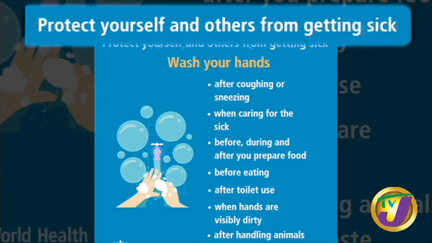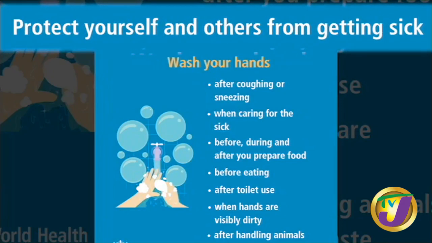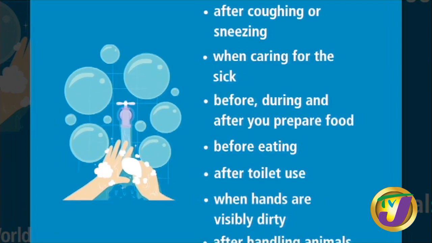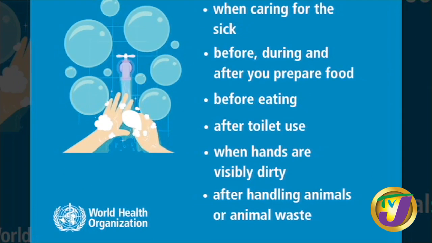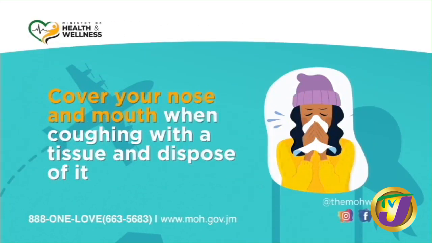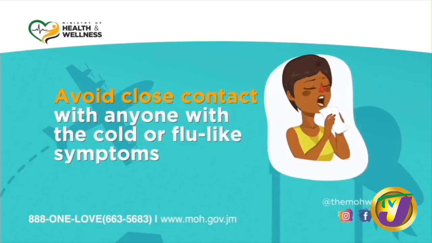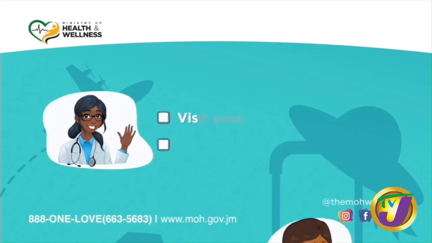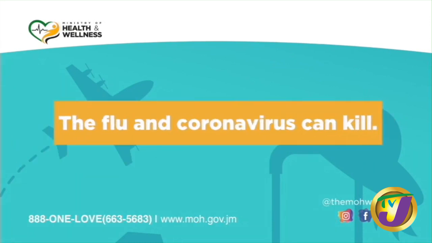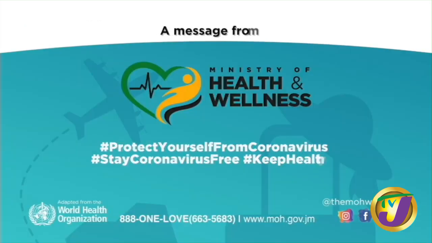The COVID-19 tip. Protect yourself and others from getting sick by washing your hands after coughing or sneezing, when caring for the sick, before, during, and after you prepare food, before eating, after toilet use, when hands are visibly dirty, and after handling animals or animal waste. Reduce your risk of viral illnesses like the flu and coronavirus. Wash your hands frequently with soap and water. Cover your nose and mouth when coughing with a tissue and dispose of it. Avoid close contact with anyone with a cold or flu-like symptoms. If you become ill, please visit your doctor or the nearest health center and share your travel history. The flu and coronavirus can kill. Let's protect each other. A message from the Ministry of Health and Wellness.